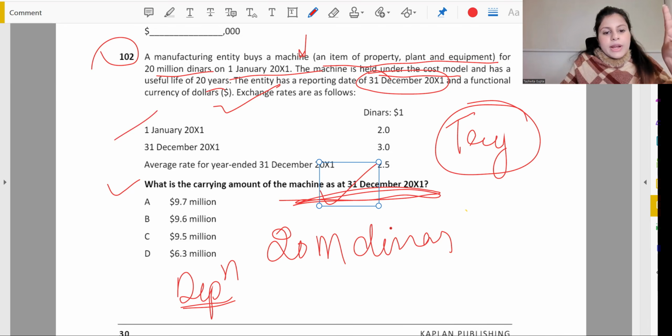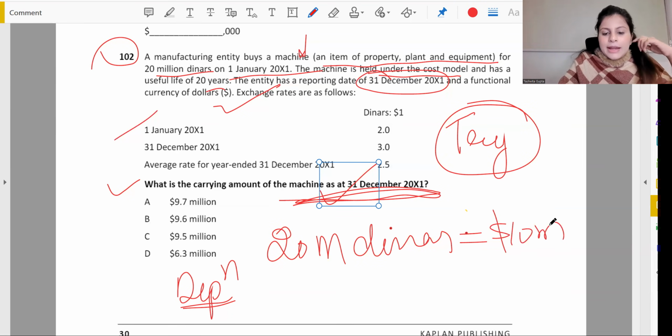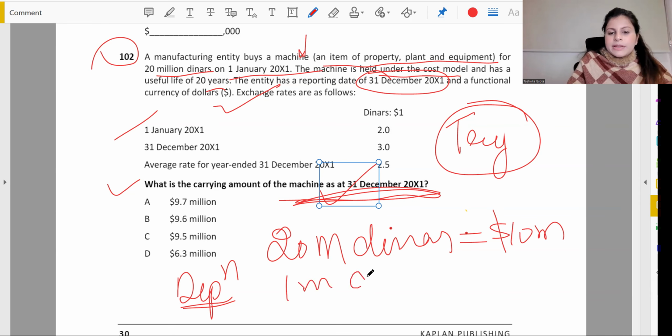$1 is equal to 2 dinar. So I would divide 20 by 2. So I get 10 million. That's my $10 million amount, initial value. And then I need to depreciate it. What is my depreciation? My depreciation is 20 divided by 20 years. 1 million dinar is my depreciation.